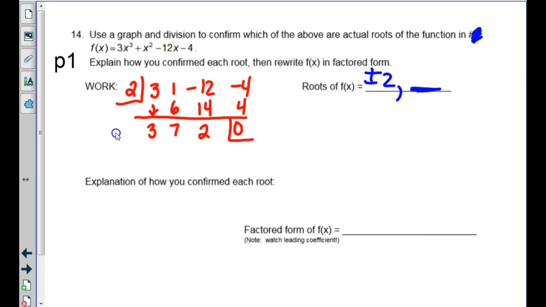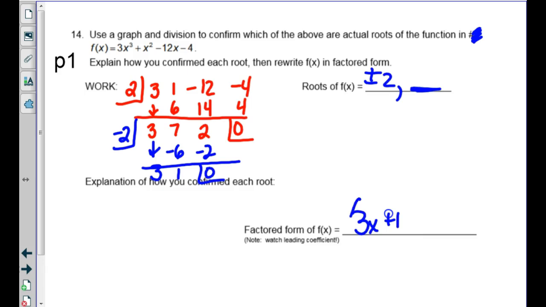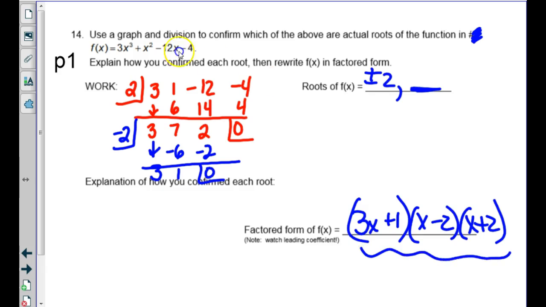If you want to go ahead and divide -2, you have to do it consecutively, remember? So you bring down the 3. -2 times 3 is -6. Add is 1. Multiply is -2. Add is 0. Okay. What's the factored form of this then? 3x plus 1, x minus 2, and x plus 2, right? In whatever order you want. Don't lose that 3, guys, remember, because this has to FOIL back to this up here.